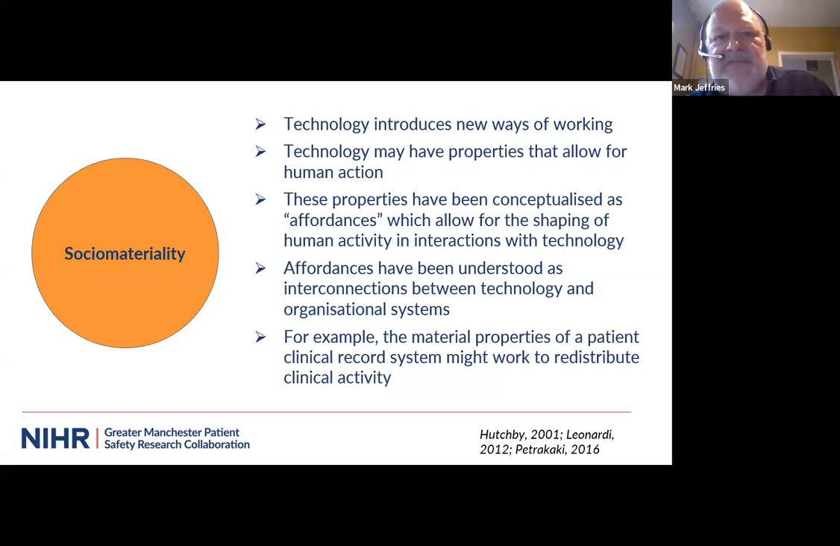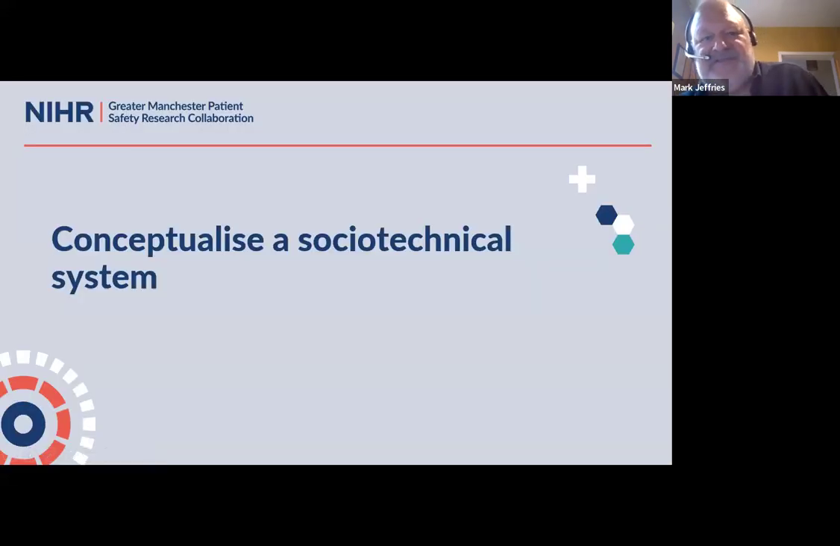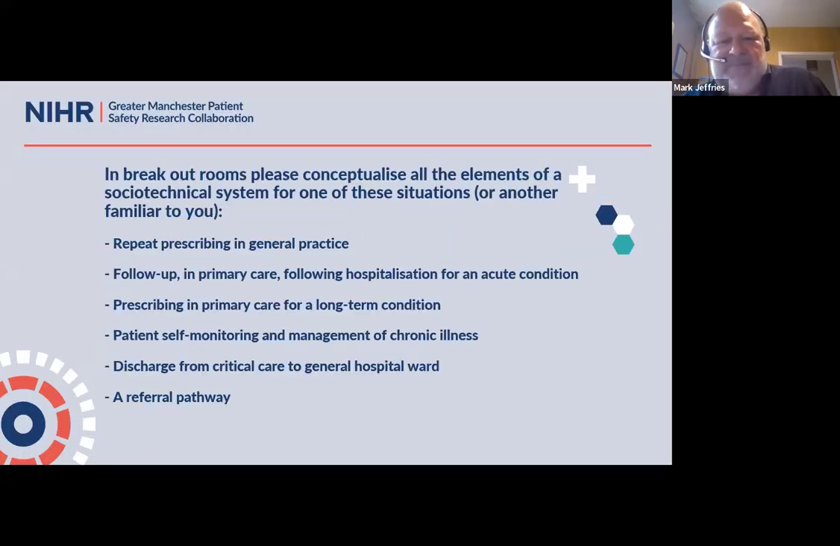So next slide, please. In fact, move on to where we're going to conceptualize a socio-technical system. You're going to be put into breakout rooms. I'll chat for a little bit so that Sobia can assign you to a breakout room. And in your breakout rooms, I would like you to see if you can conceptualize what the elements of a socio-technical system might be for one of the situations. I think Sobia may be able to put the slide with the situations up in your breakout room for you. You can come up with any situation, one that's more familiar to yourself, but a healthcare situation.